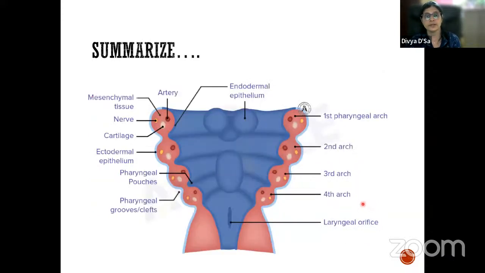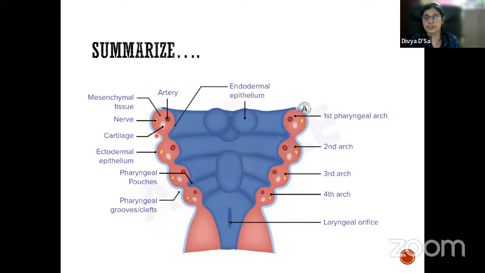So to summarize, pharyngeal arches are the mesodermal bars. There are 6 mesodermal bars. Fifth one is rudimentary, so how many arches will we have? So there are 5 arches: first, second, third, fourth, and sixth arch. Clefts are 4: first, second, third, and fourth. These are ectodermal clefts. And pouches are endodermal. Endodermal pouches are 4.